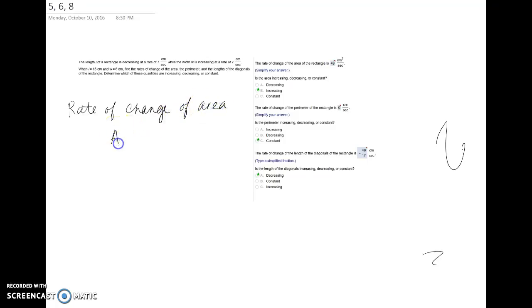So area equals length times width. So we're going to have to do the product rule. So dA/dt, which is what we're looking for, we'll leave L alone, take the derivative of W, which is dW/dt, plus take the derivative of L, which is dL/dt, times W.